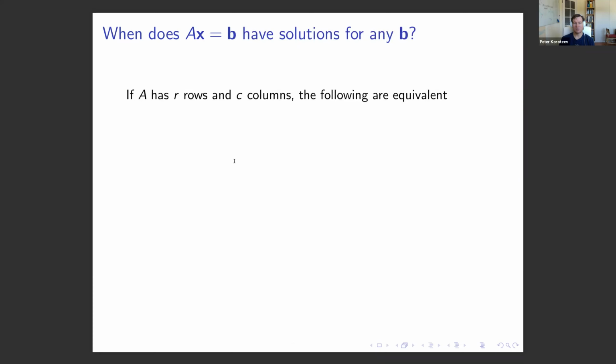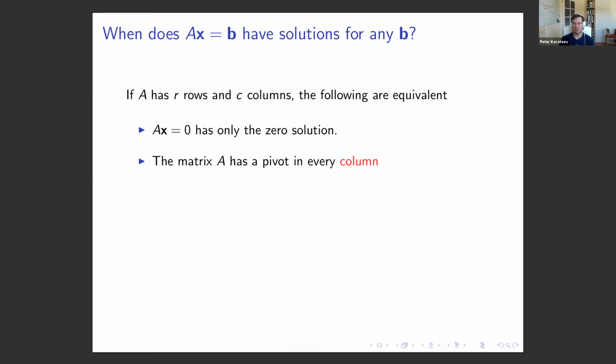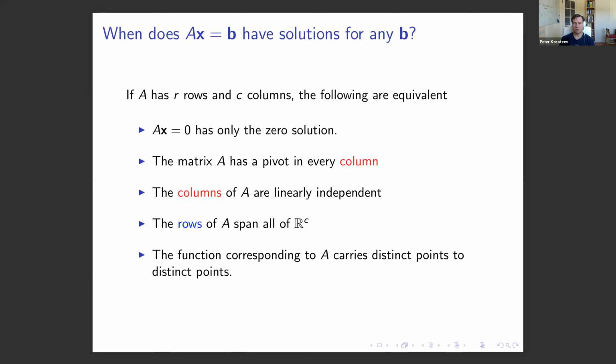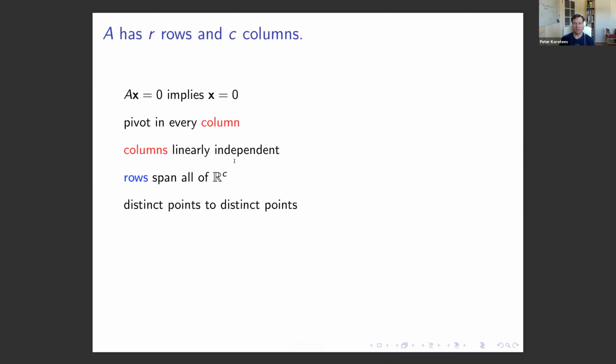Now, if A has R rows and C columns, the following statements are equivalent. One, AX equals zero has only the zero solution. Two, the matrix A has a pivot in every column. Three, the columns of A are linearly independent. Four, the rows of A span all of RC. Five, the function corresponding to A carries distinct points into distinct points. So this map is one-to-one. Now let's summarize. A has R rows and C columns. AX equals zero has only the zero solution, which means there's a pivot in every column, the columns are linearly independent, the rows span all of RC, and distinct points are sent to distinct points.